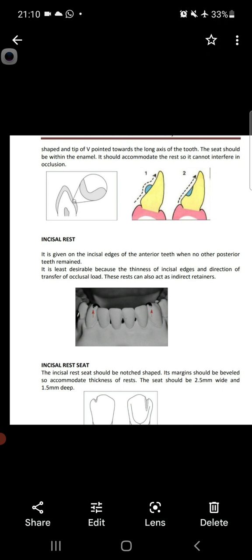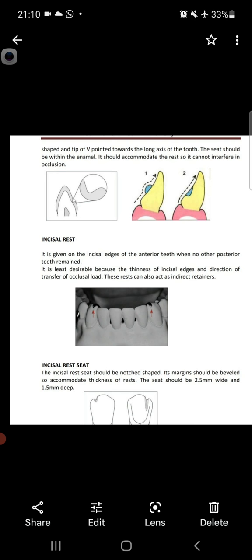Now come to the incisal rest. It is given on the incisal edge of the anterior teeth when no other posterior teeth remain. It is least desirable because of the thinness of the incisal edges and the direction of transfer of occlusal load. These rests can also act as an indirect retainer. Remember, if they ask in MCQs what is the least desirable rest, it will be incisal rest. Which type of rest also acts as an indirect retainer? It will be incisal rest.